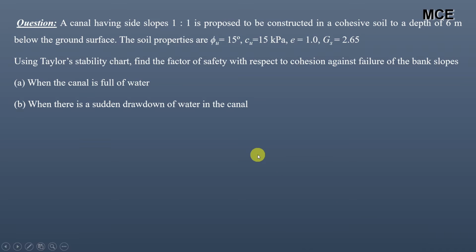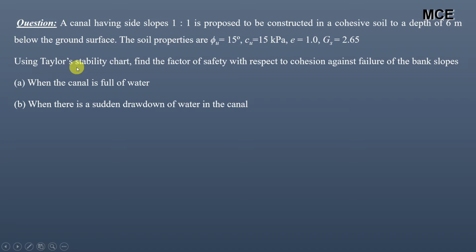I have been given a question which states that a canal having side slopes of 1:1 is proposed to be constructed in a cohesive soil to a depth of 6 meter below the ground surface. The soil properties are: undrained friction angle 15 degree, undrained cohesion 15 kilopascal, void ratio 1, and specific gravity of solids 2.65.